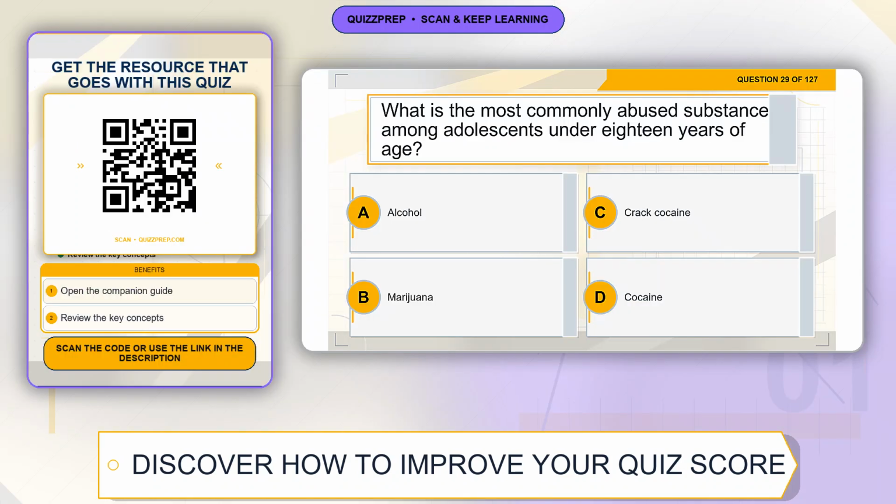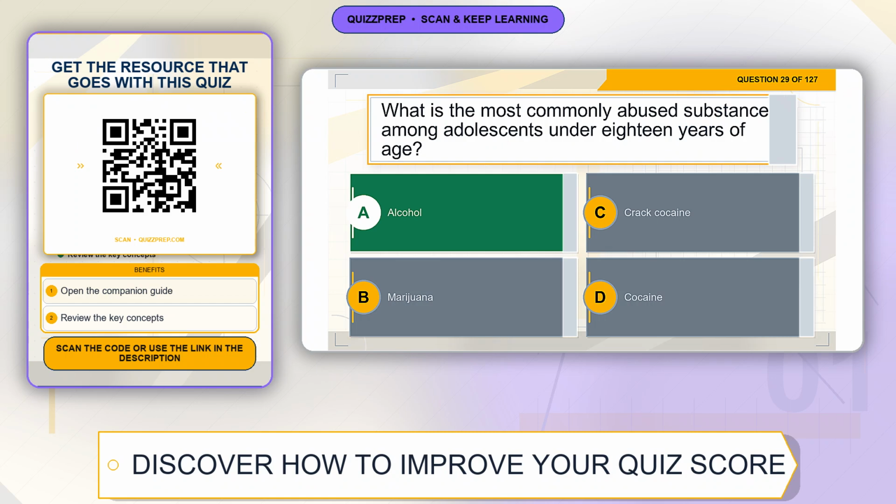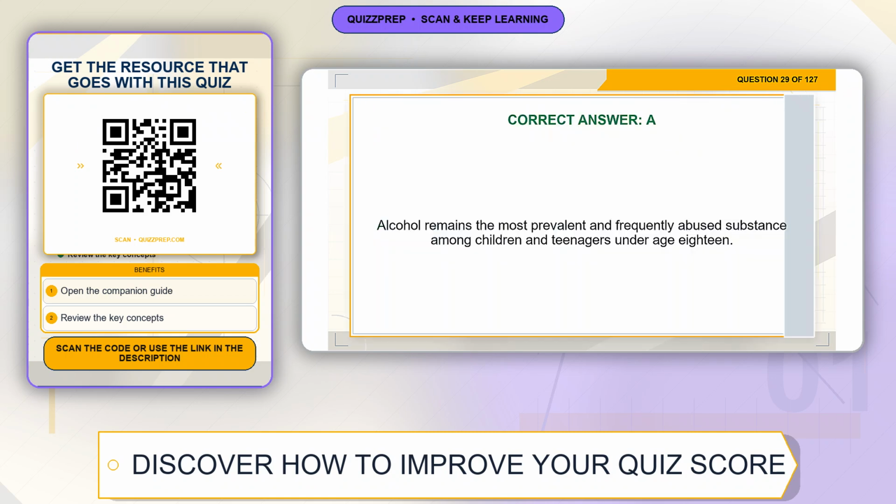Question 29. What is the most commonly abused substance among adolescents under 18 years of age? Option A, alcohol. Option B, marijuana. Option C, crack cocaine. Option D, cocaine. The correct answer is option A, alcohol. Explanation. Alcohol remains the most prevalent and frequently abused substance among children and teenagers under age 18.